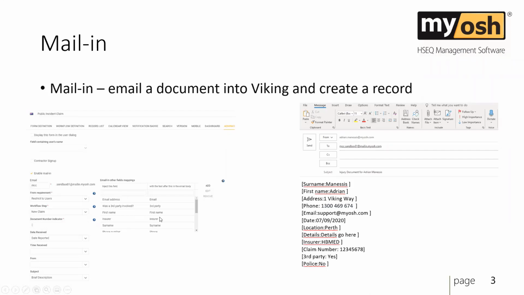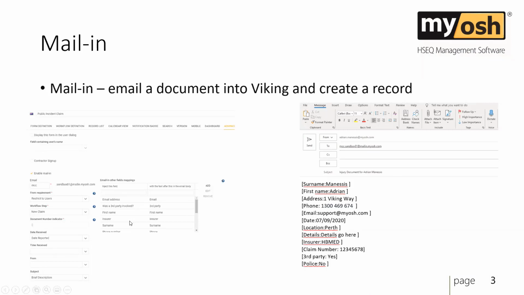We can map the fields in Viking, so surname maps to surname here, but sometimes you might have different names in the text descriptions. You can specify what workflow step a document goes to when it's emailed in. You can restrict who can actually see this document, or in the form requirement section, and you can set a series of other fields like the subject and other items in there.